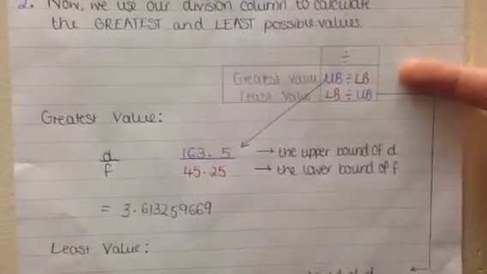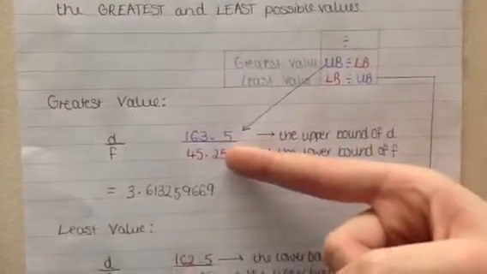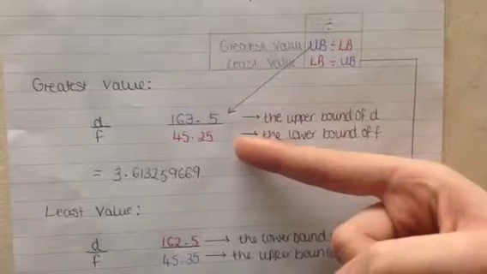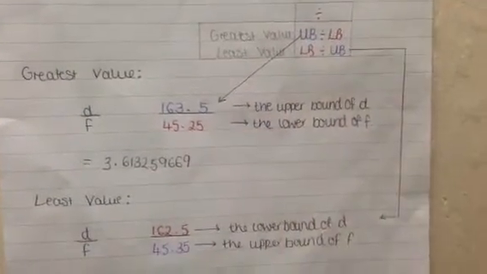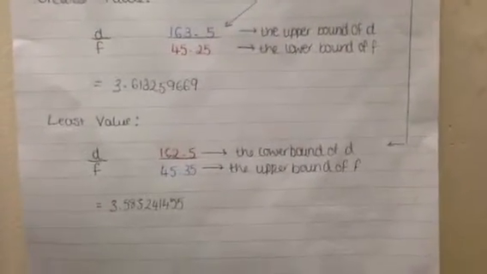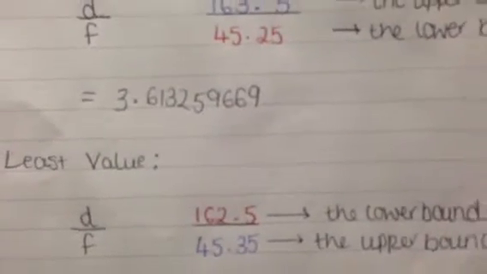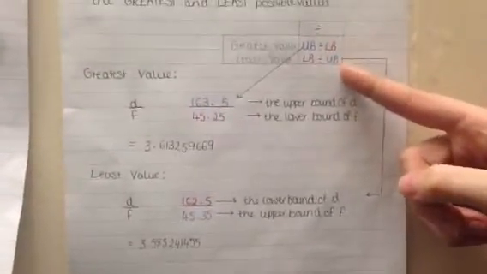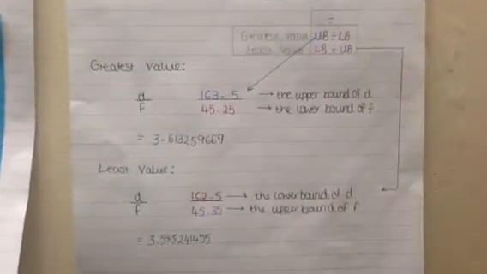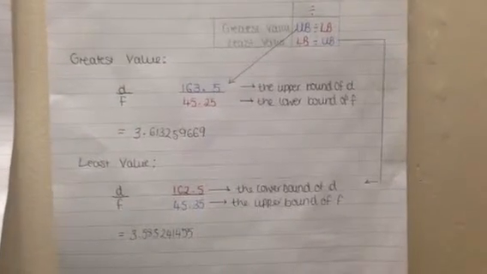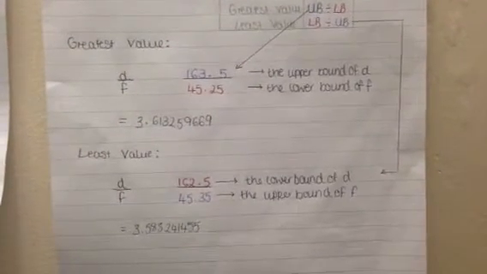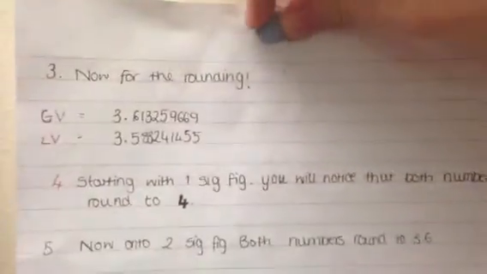So, we take the upper bound of D, 163.5, and the lower bound of F, 45.25, and substitute it into the equation to get the answer 3.613259669. Then we have our least value. We take our lower bound of D, 162.5, and divide it by the upper bound of F, 45.35, to get the answer 3.583241455. So, now for the rounding.